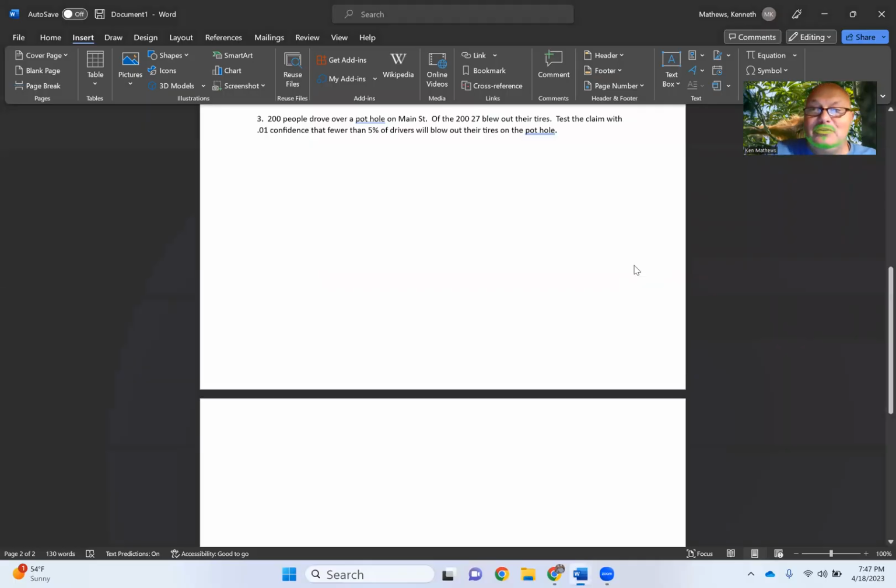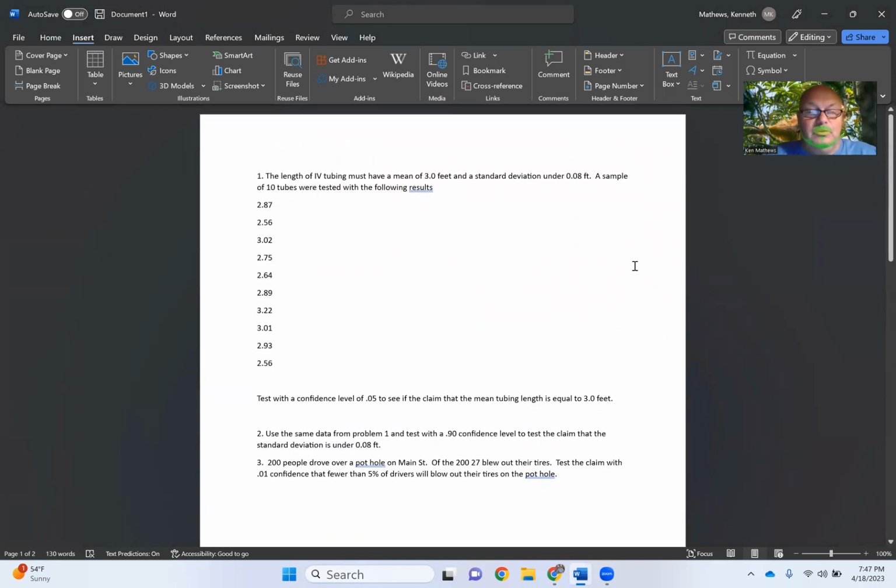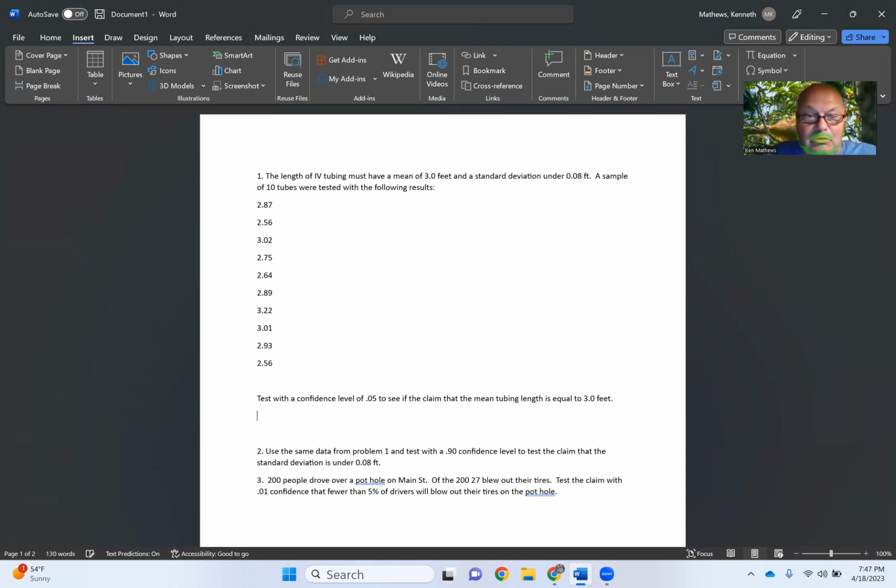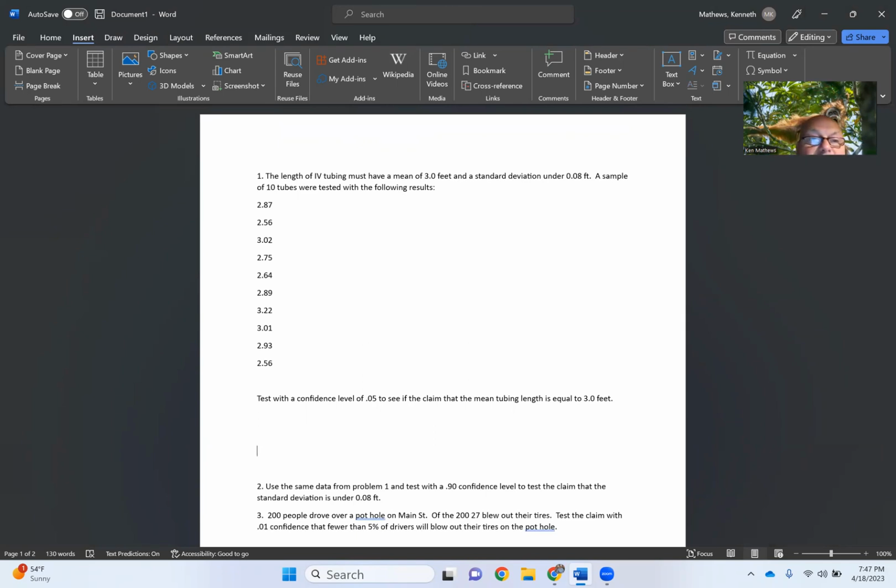All right, let me share my screen. Okay, and I have 3 great problems. So problem number 1: the length of IV tubing must have a mean of 3 feet and a standard deviation of 0.08 feet. A sample of 10 IV tubes were tested with the following results. All right, there they are. Now, test with a confidence level of 0.05 to see if the claim that the mean tubing length is equal to 3 feet.